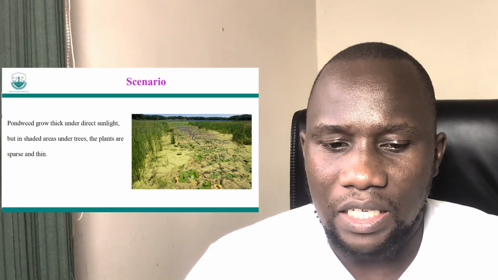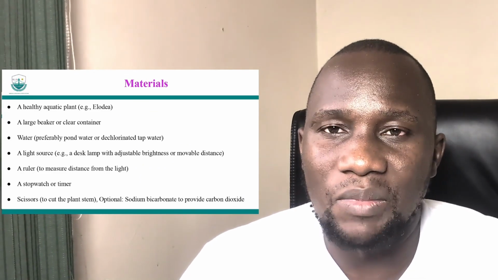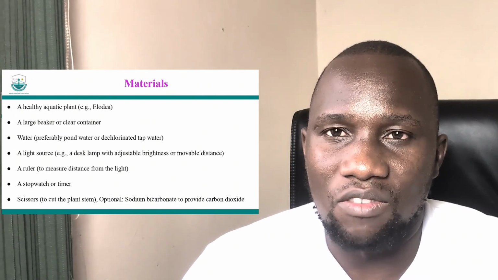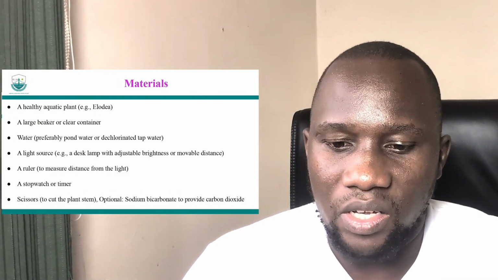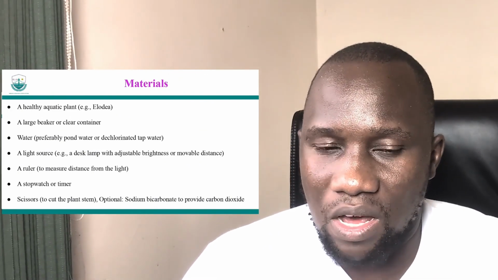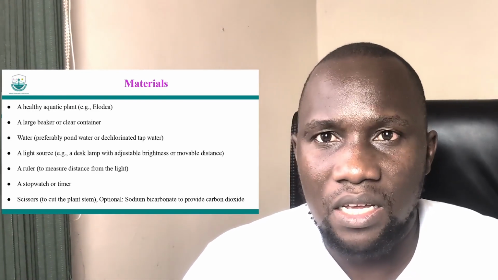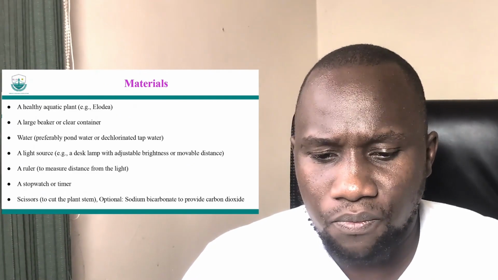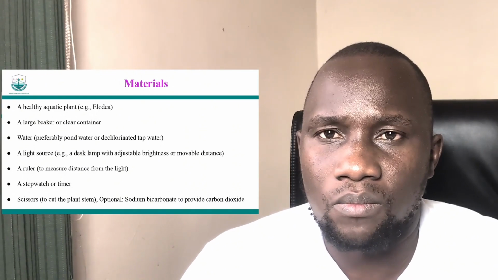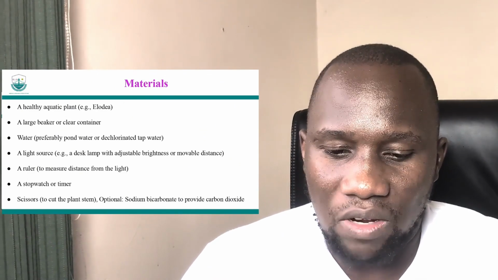So what do you basically need? You need an aquatic plant. That means you need a plant that can actually live in water. An example here is the aloe vera plant. That's what you can use. The second thing is you need a beaker or a container. And then you also need water where you will put that aquatic plant.